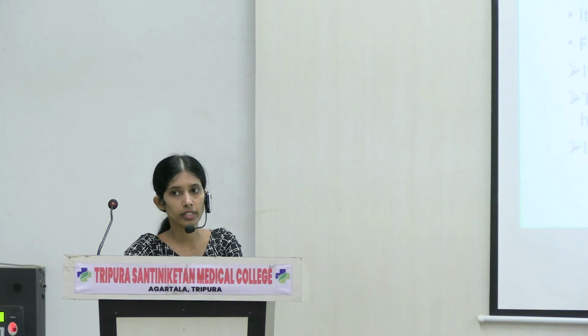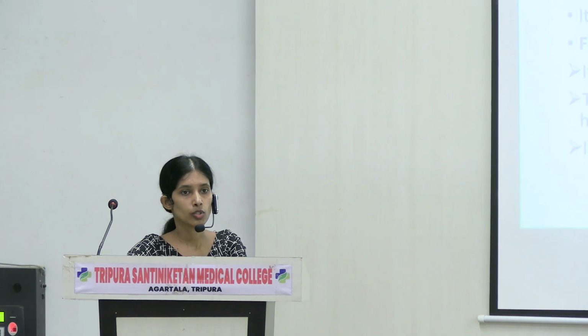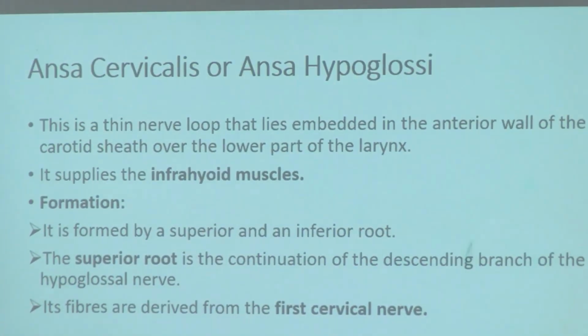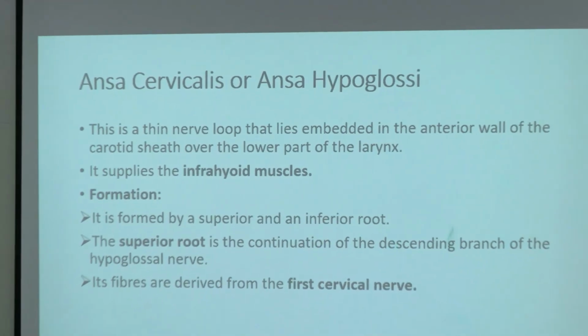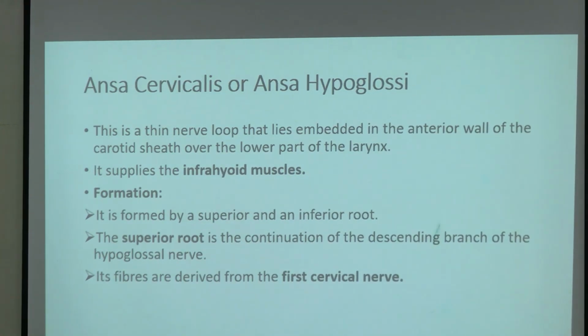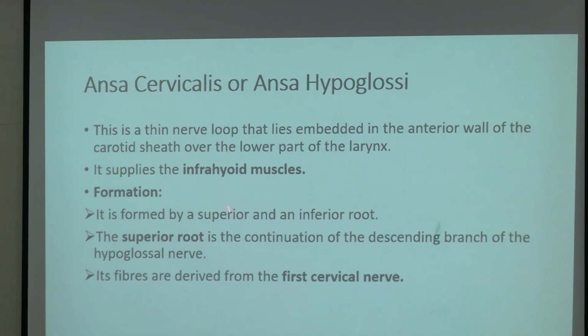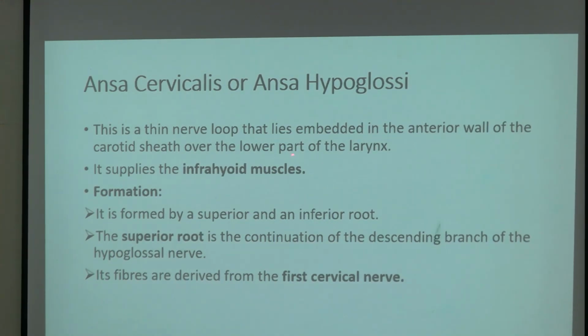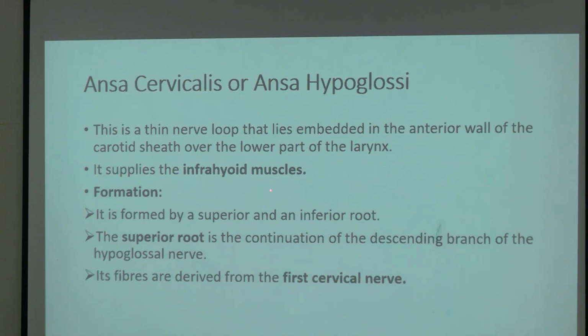Next important topic is Ansa Cervicalis. So what is Ansa Cervicalis? Okay. What is Ansa Cervicalis? Okay. So your Ansa Cervicalis is a thin nerve loop that lies embedded in the anterior wall of the carotid sheath over the lower part of the larynx, and it supplies to your infrahyoid muscles.